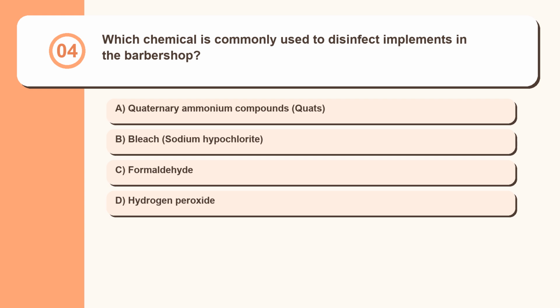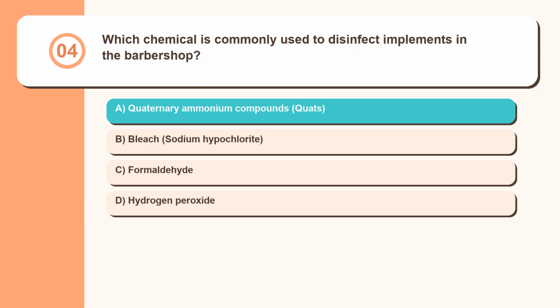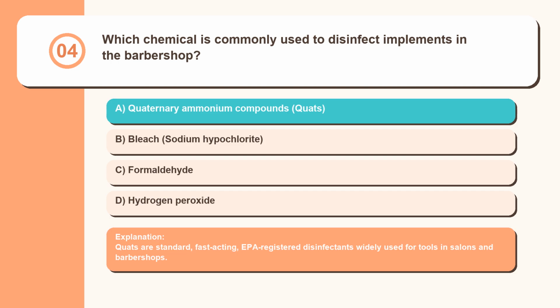Question 4. Which chemical is commonly used to disinfect implements in the barbershop? Quaternary ammonium compounds, quats, bleach, sodium hypochlorite, formaldehyde, hydrogen peroxide. Quats are standard, fast-acting, EPA-registered disinfectants widely used for tools in salons and barbershops.